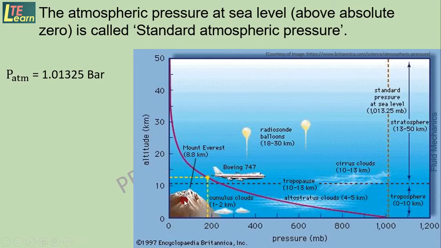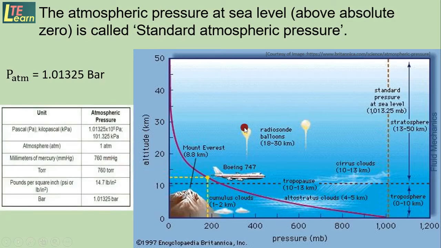On the earth the highest location is Mount Everest. Its altitude is 8.8 kilometer. So at this location the pressure of the available atmospheric air is about 100 millibar. So in this way, on this curve we can have the different values of the pressure with respect to altitude in kilometer. So here these are the atmospheric pressure values given in different units.